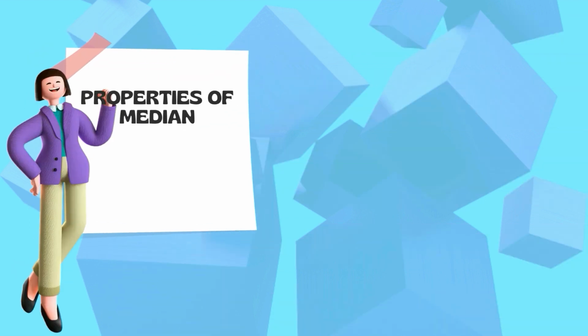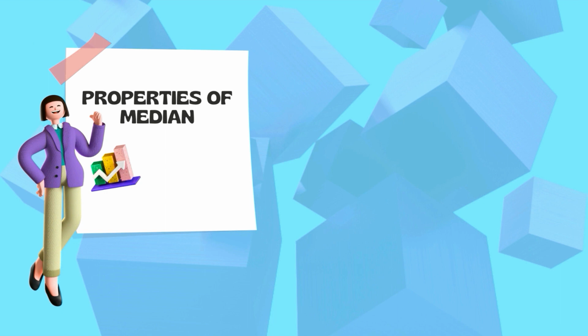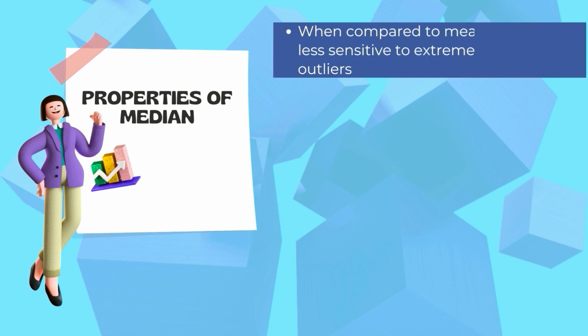Let me talk about the properties of median. When compared to mean, the median is less sensitive to extreme scores or outliers, because median talks about the middle score, the 50th percentile position of the scores. So it is hardly sensitive towards the extreme scores.